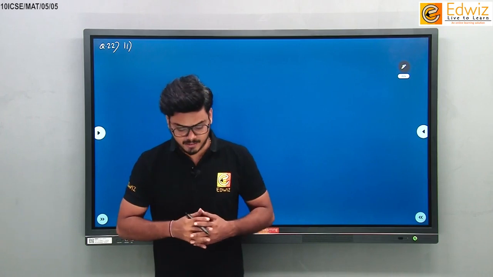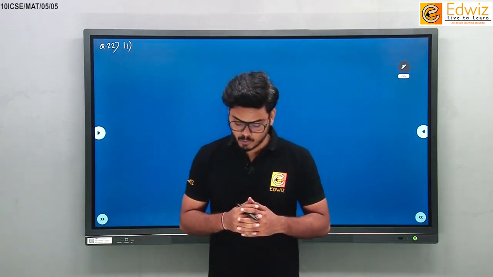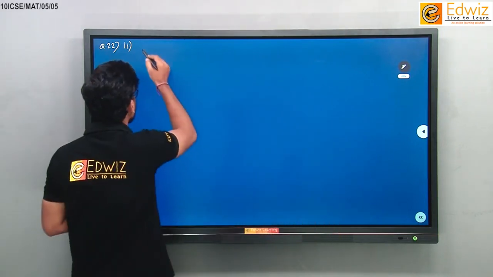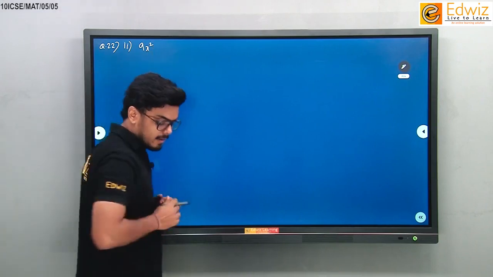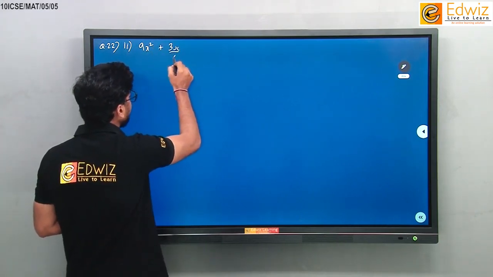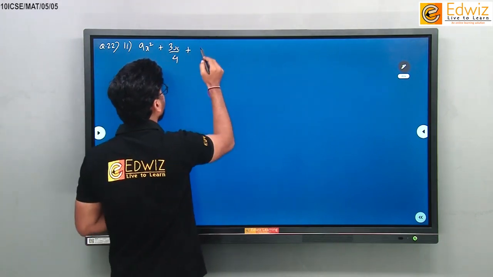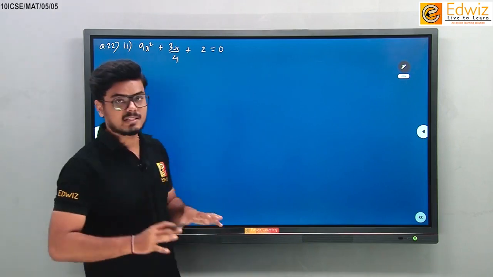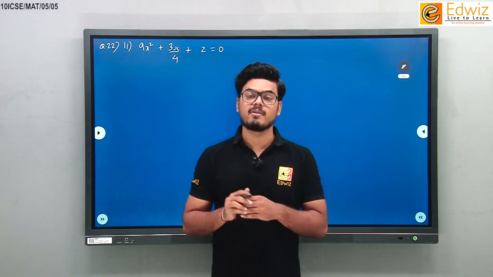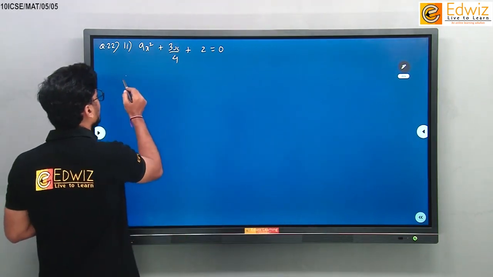Solve the equation 9x square plus 3x upon 4 plus 2 equal to 0, if possible. So 9x square plus 3x upon 4 plus 2 equals to 0. We have to solve this only if it is possible, for real values of x. We have to find out real values of x. Let us see whether we can find the solution or not.